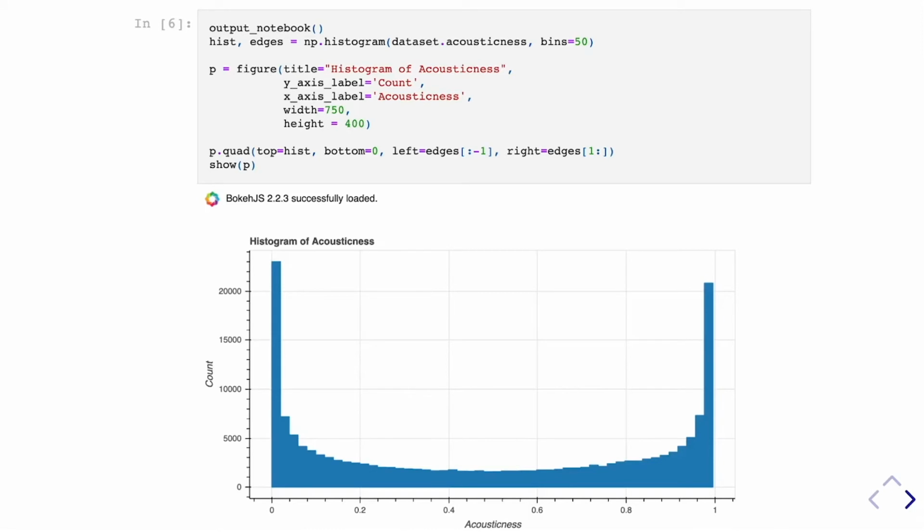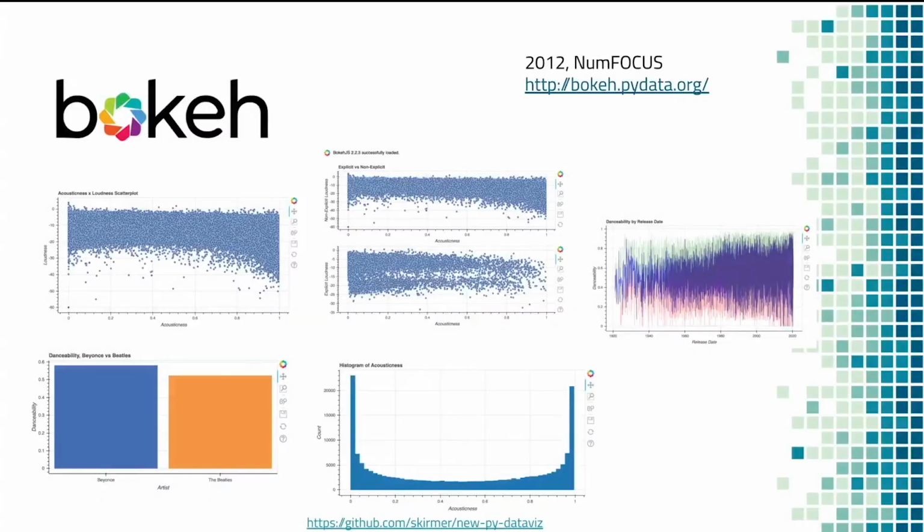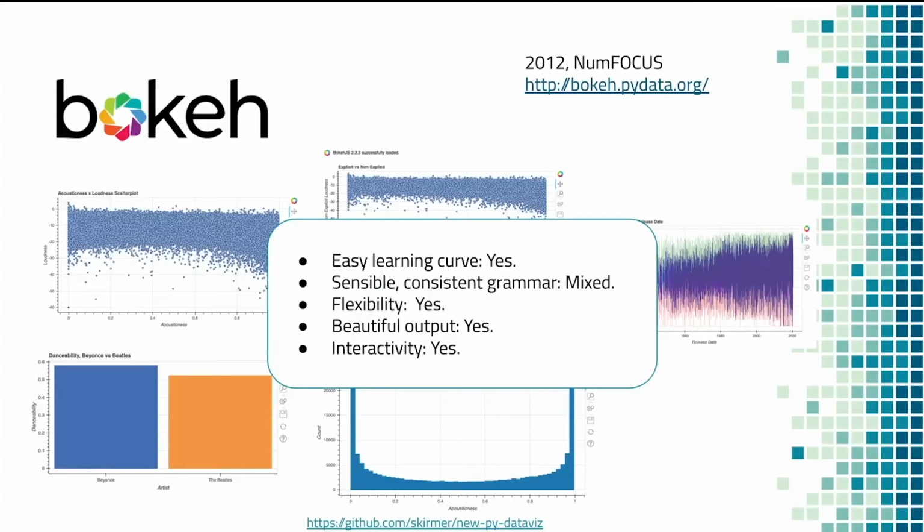Aside from this, I think that Bokeh is very intuitive to work with. The grammar makes sense for almost all other kinds of plots, and the learning curve is not difficult. Here's my evaluation of Bokeh. The learning curve is easier than anything we've looked at so far. The grammar is mixed only because of the very strange issues around the histogram, and I think that the library has great flexibility, attractive output, and the interactivity is a really nice element.